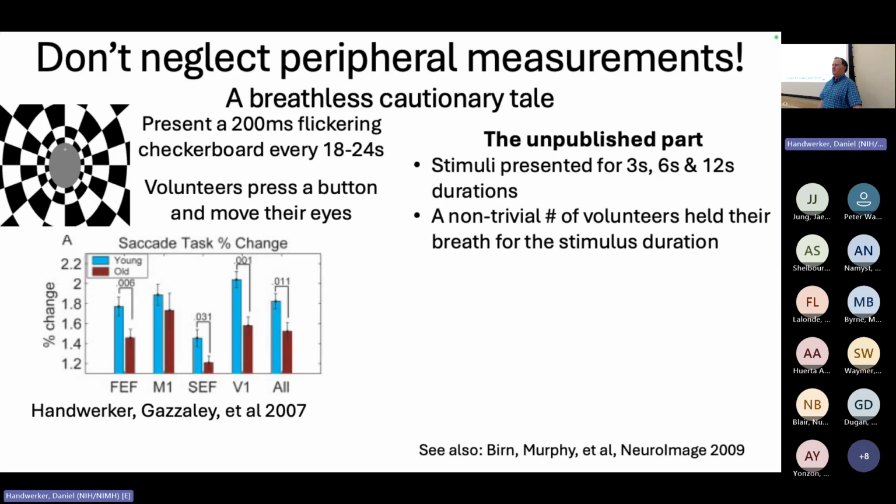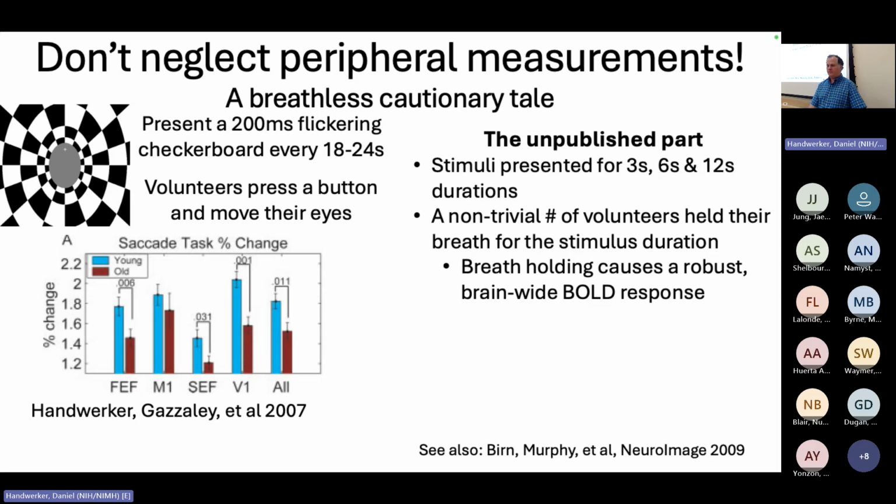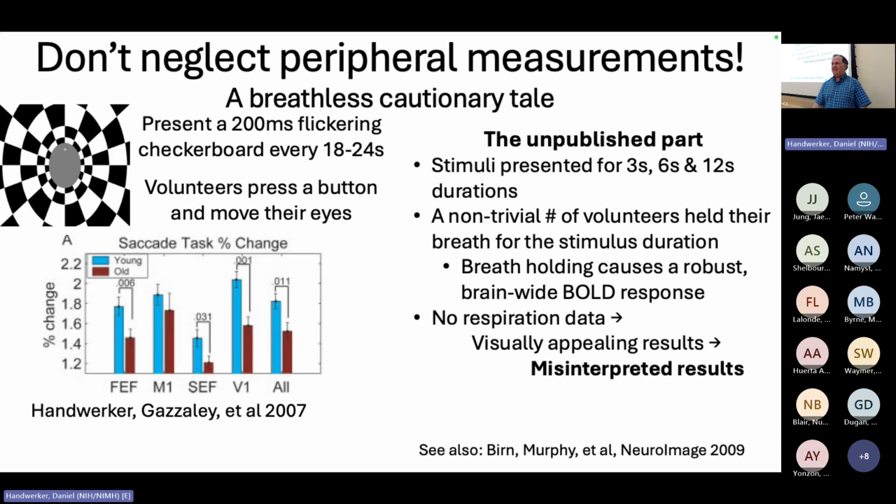This is not uncommon. People do this frequently. If you have a task, and this is a boring task, if you have a task that's intense and requires thought, people will skip a few breaths while they are doing their tasks. And the reason this is an issue is breath holding causes a robust brain-wide fMRI response. What that means is, if I didn't collect respiration data, I would have had really visually appealing results, because I would have gotten this robust response in all my regions of interest. It would be great, it would be clear, and it would be completely misinterpreted because I'd be looking at the effect of breath holding, not the stimulus.